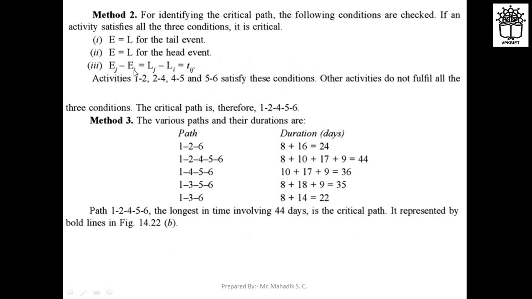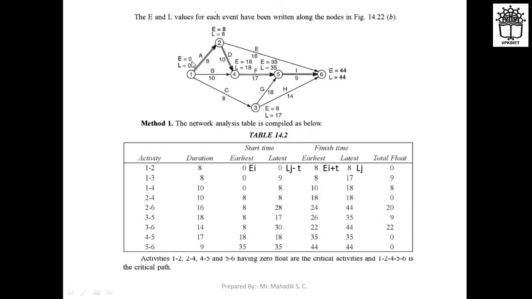The next condition: Ej minus Ei or Lj minus Li is equal to Tij. For 1 to 2, Ej minus Ei is 8 minus 0, which is 8. Lj minus Li is 8 minus 0, which is 8, equal to your time, that is 8. Same for 2 to 4, you can check. Ej minus Ei is 18 minus 8, which is 10. Lj minus Li is 18 minus 8, which is 10. So 10 is your time duration here.